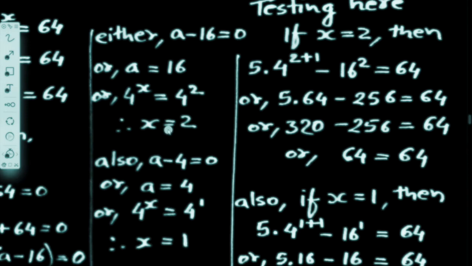To test means to check whether this answer is right or wrong. To test this, we should again use this value in our original equation, the first equation. If x equals 2, then 5 into 4 power 2 plus 1 minus 16 squared equals 64. 2 plus 1 is 3, so 4 power 3 is 64. 5 into 64 is 320, minus 256 equals 64. 320 minus 256 is 64, so 64 equals 64. It means x equals 2 is our right answer.